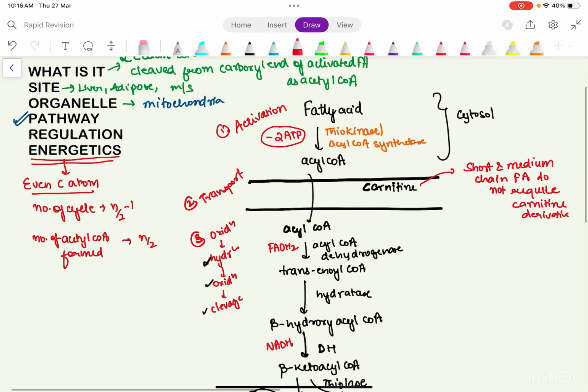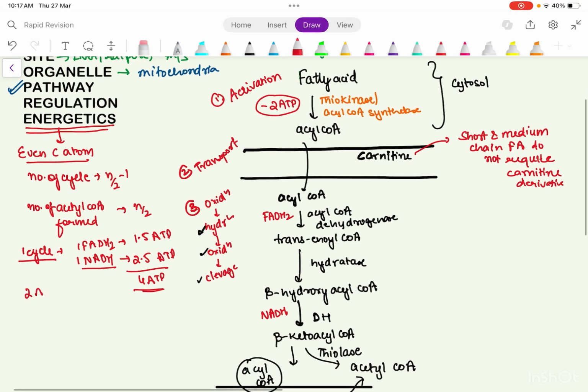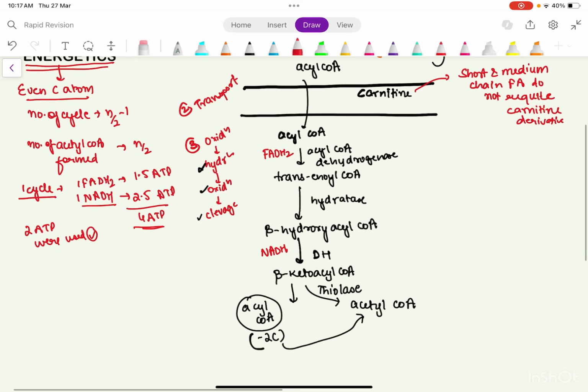First just understand, in one cycle you have one FADH2 formed and one NADH. This is 1.5 ATP and this is 2.5 ATP. So this is 4 ATP. And remember that 2 ATP were used. Let's take the example of palmitic acid.